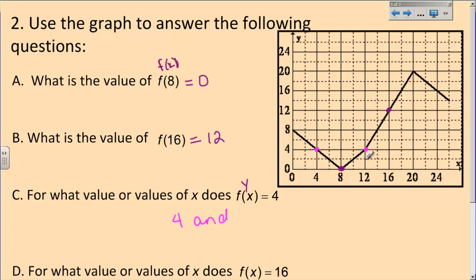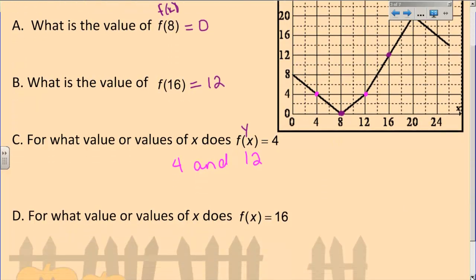And this x value right here is 12. So f of x equals 4 at 4 and 12. And so those are the points on the graph where y equals 4. So the same question, this time though, they say for what value or values of x does f of x equal 16? So you do the same thing.